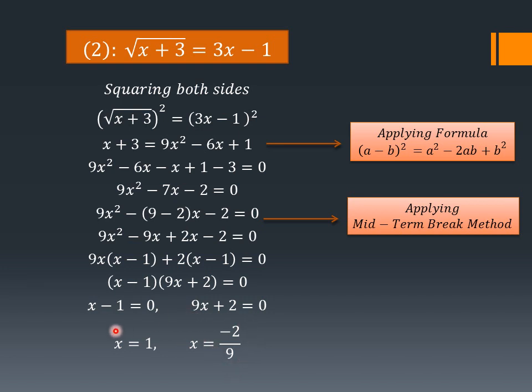Now this is not the answer because we have to look for the extraneous or the irrelevant roots first. So first of all, we will apply the value of x as 1, and then we will apply the value of x as −2/9 to get the answers.